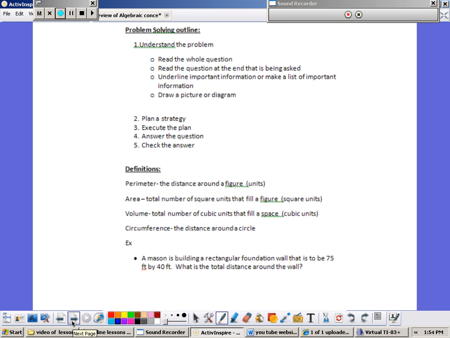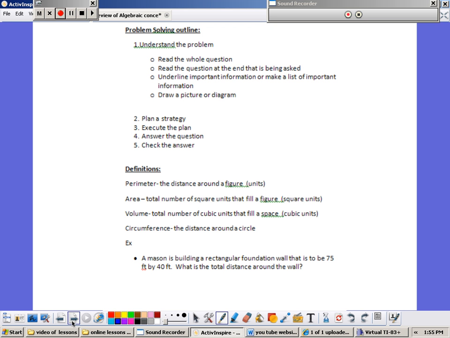Problem solving. Now there's a whole bunch of different ways to problem solve. This is one way, and then I'm going to tell you the way I normally do it. Understand the problem. Read the whole question. Read the question at the end that is being asked. Underline all the important information or make a list of the important information. Draw a picture or diagram. All that should be done first. Then plan a strategy, execute the plan, answer the question, and check the answer.